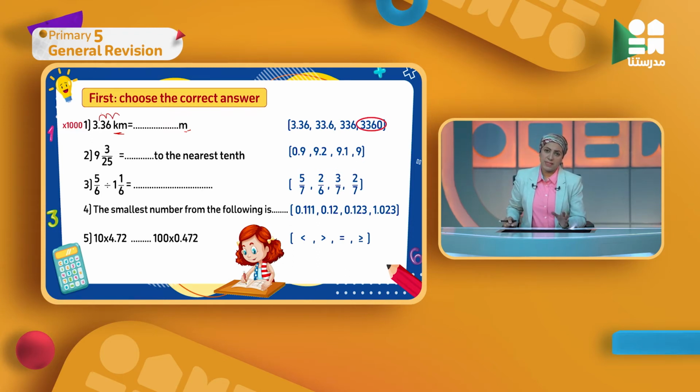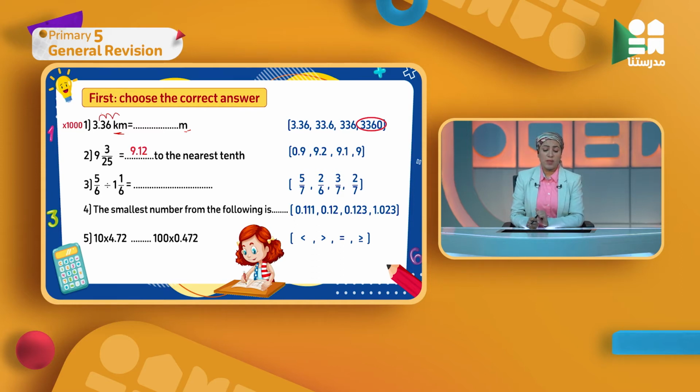3/25, I will take it aside لوحدها على جنب في الرف work, and I will use the long division method عشان turn it to a decimal number. I have to turn this fraction to a decimal number and then I add it to the 9, which is my whole number, and then I approximate. Then when I divide the 3 by 25, it will give me 0.12. 0.12 plus 9 is 9.12. Okay, then here it's 9.12.